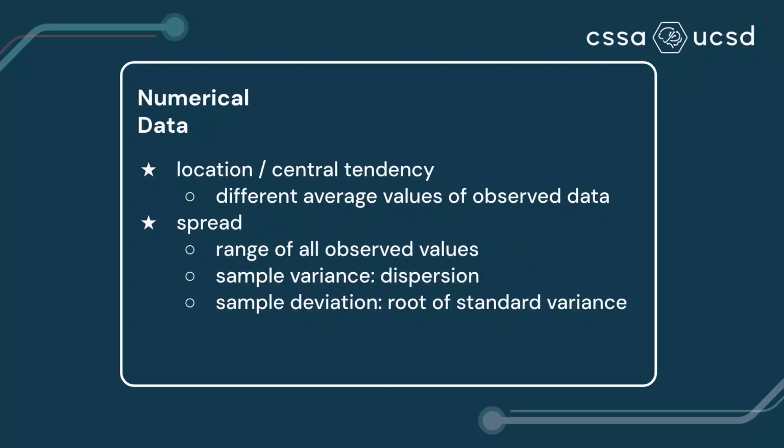On the other hand, we have numerical data, which is data comprised solely of numbers. An example of this is, say, students' names and their scores on an exam. And two important factors, again, are location and central tendency. These are different average values within the observed data. In our example, it would be the average score on an exam. And then spread is also another important factor. This is just the range of all observed values. So what was the lowest test score and what was the highest test score?